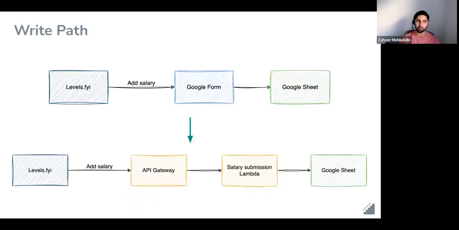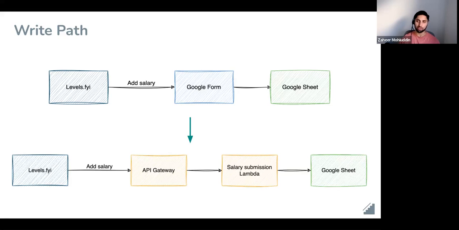Now going back to the write path, how we used Google Sheets and Google Forms, and how we still use it today for certain cases. When someone would add something to the site, it would go to a Google Form, which would write to a Google Sheet. That was the most basic, rudimentary way that we started doing things. After that, we evolved it to add API Gateway in between, which is an AWS service. And we also had a Lambda in between.